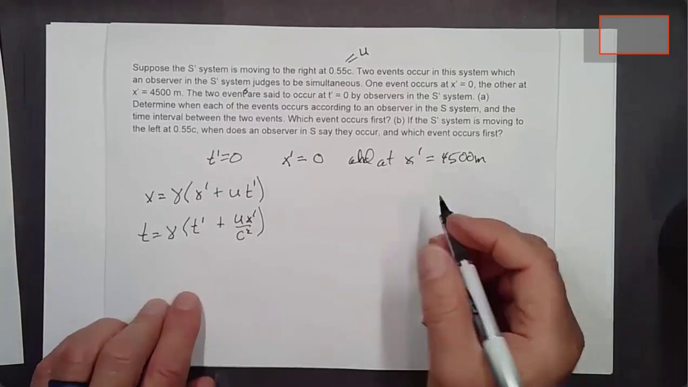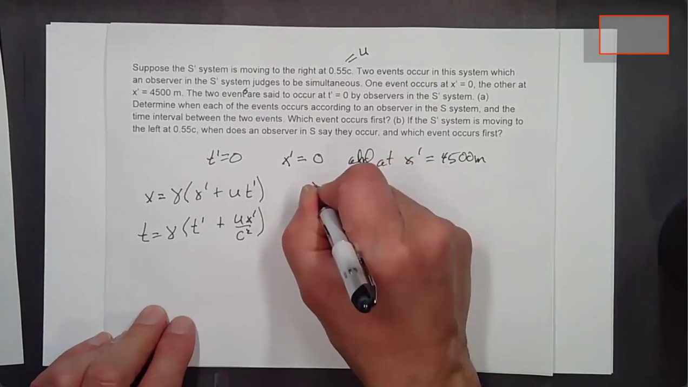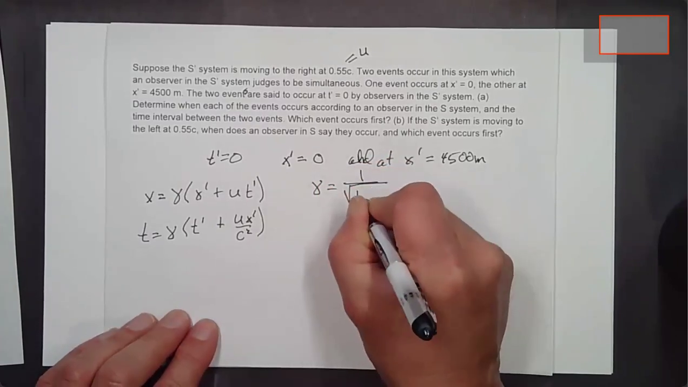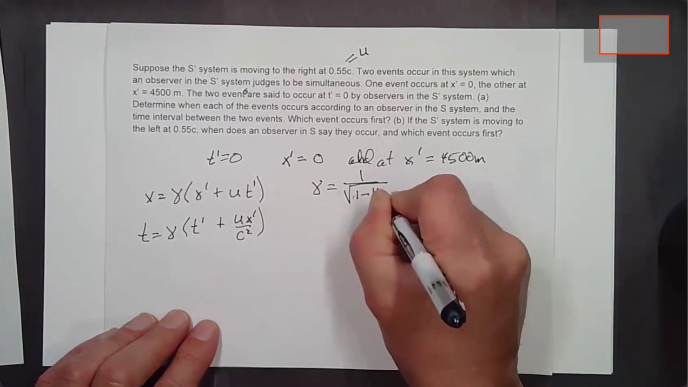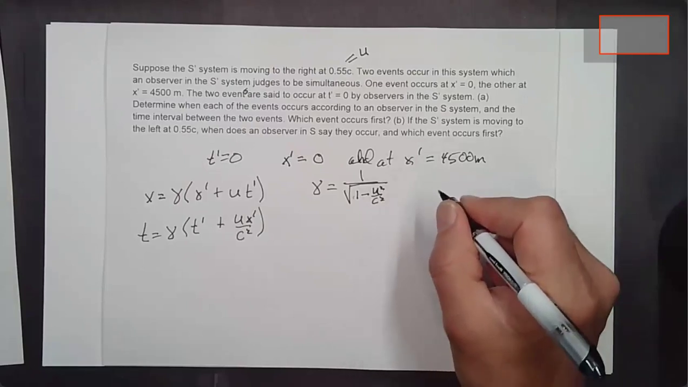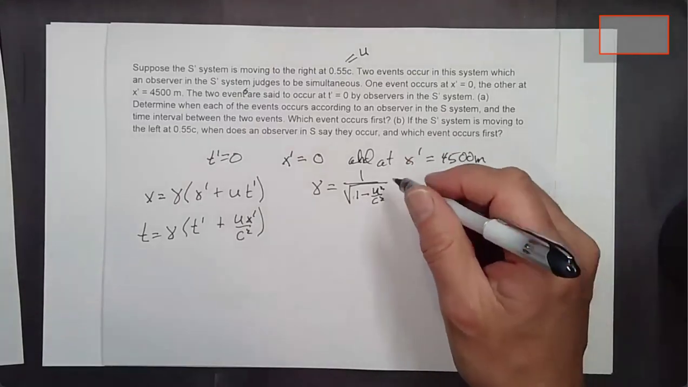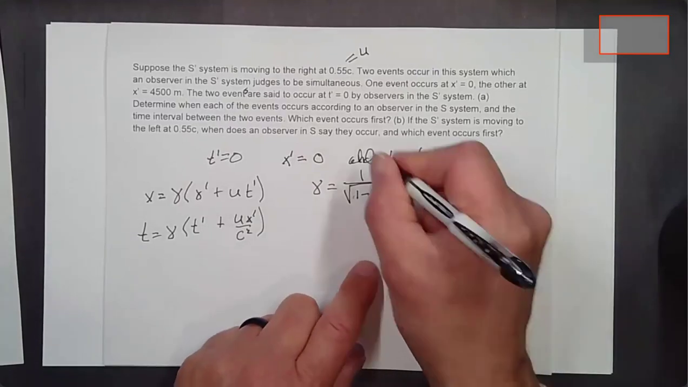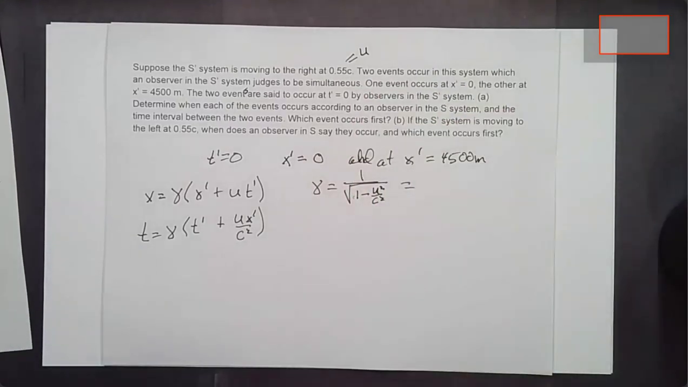Oh, one thing we're going to need is gamma. So gamma in this case is going to be 1 over the square root of 1 minus u squared over c squared. I know I've been using v for that, but we can switch to u some of the time. So anyway, and that's 0.55 c.